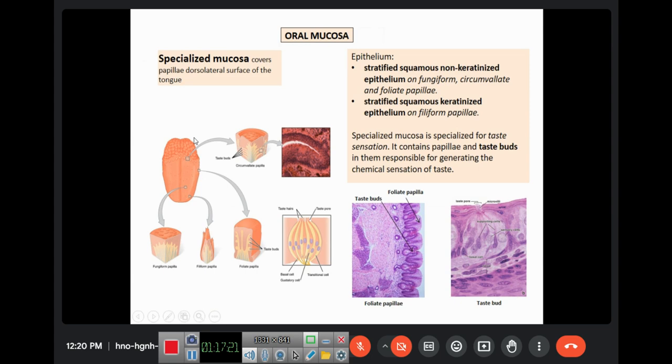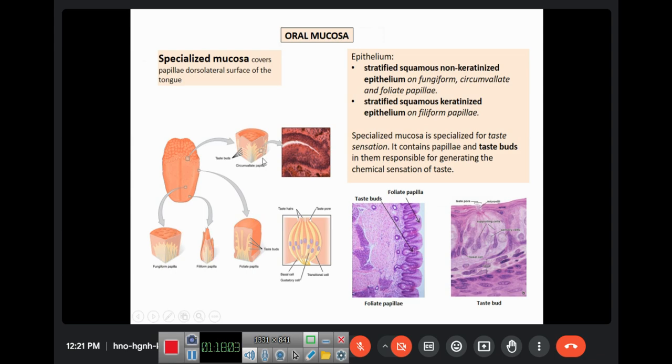Specialized mucosa covers the dorsolateral surface of the tongue, because this surface of the tongue is specialized for taste, sensation of taste. This oral mucosa has stratified squamous non-keratinized epithelium, which covers the papillae. The papillae include fungiform, filiform, foliate, and circumvallate papillae. Filiform papillae are not included in specialized mucosa. Instead, they are covered with keratinized epithelium and take part in mechanical processing of food.